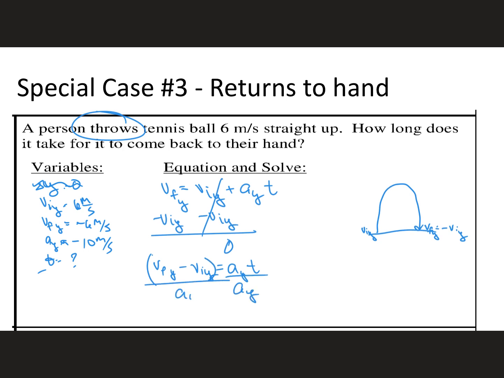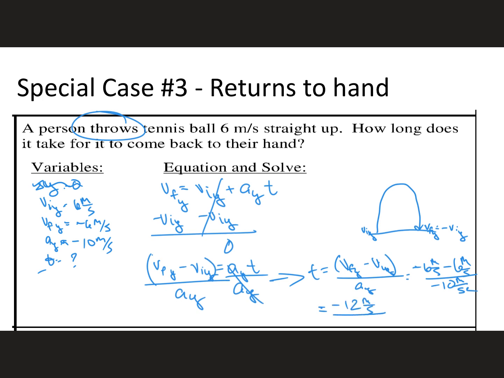Divide both sides by the acceleration in the y. And that will tell us that time is equal to final velocity in the y minus initial velocity in the y divided by acceleration in the y. So it's negative 6 meters per second minus 6 meters per second divided by negative 10 meters per second squared. We'll do all that math. Negative 12 meters per second divided by negative 10 meters per second squared.